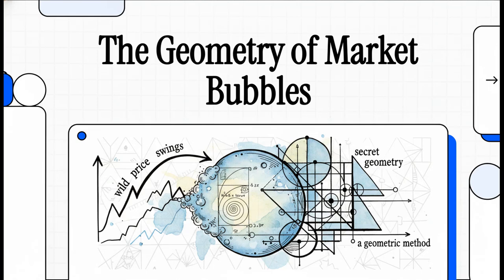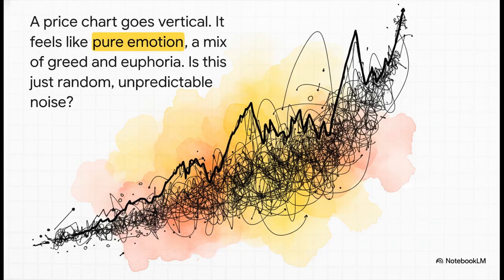All right, let's talk about one of the most emotional, most chaotic things you'll ever see in finance, the market bubble. Today, we're going to dig into some really fascinating research that suggests maybe there's a hidden order, a kind of secret geometry behind all those wild, crazy price swings. We've all seen a chart that looks just like this, right? It goes up, and then it just goes vertical. It feels like pure, raw emotion, just greed and euphoria completely running wild.